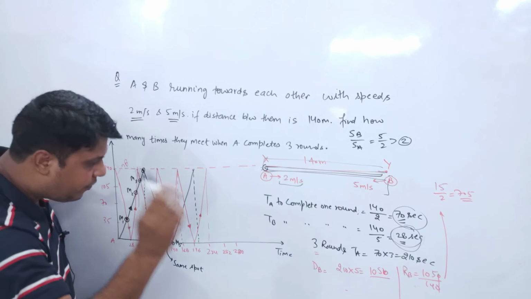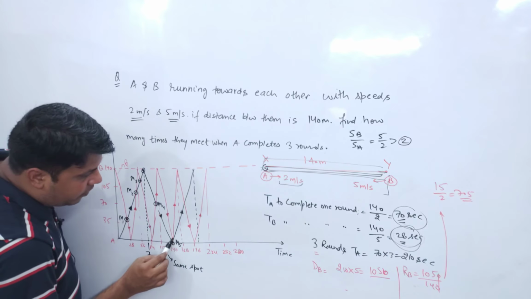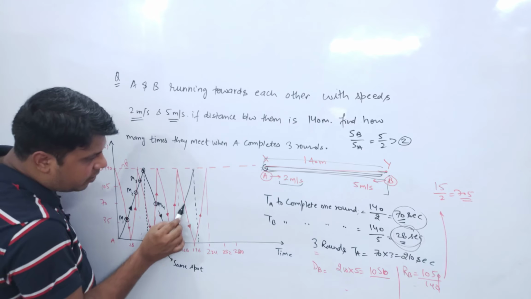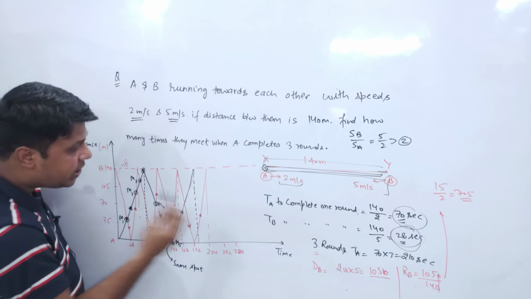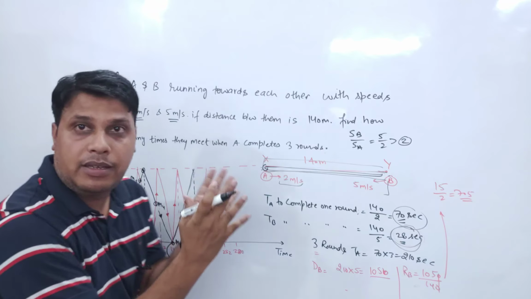Now just focus on it. A has started the 3rd round, right? And B also started his 6th round actually, but there will be no meeting.